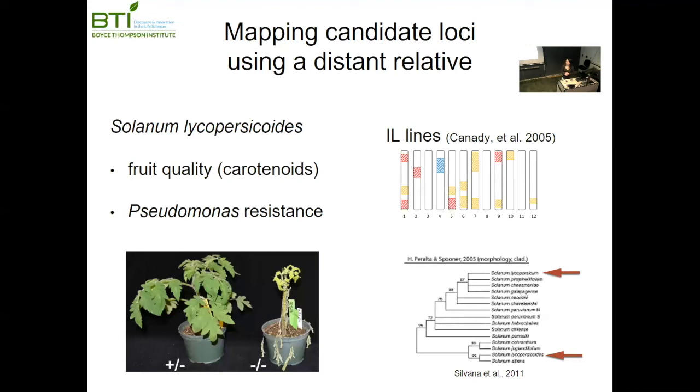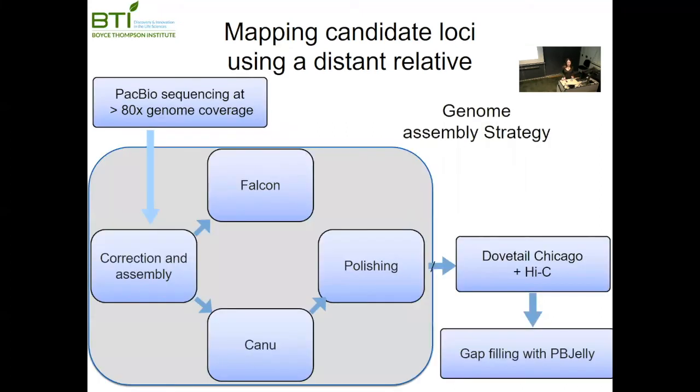So you can see here in the introgression lines where they've found various loci that are involved either in the fruit quality, so carotenoid biosynthesis, or pathogen resistance. So with the Triad, what we were able to do is make the genome for Persicoides.